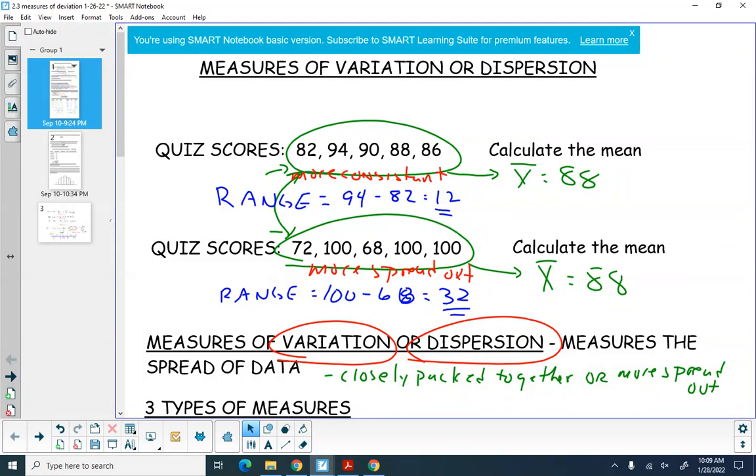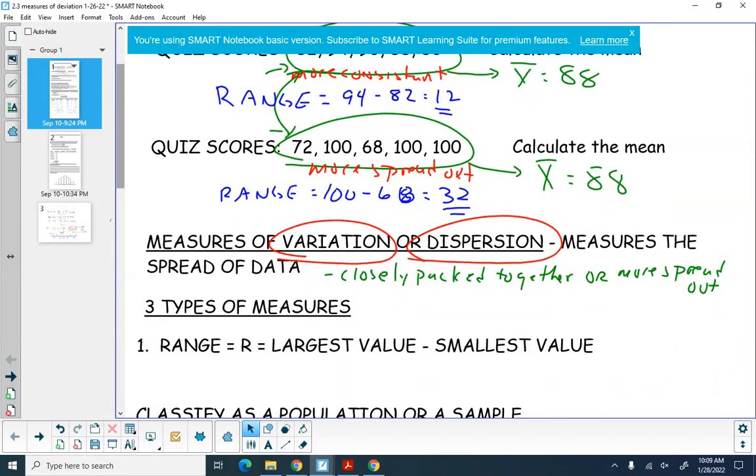If we take a look at this, what would be a truer indication in regards to their test scores, the mean or the median? But we started talking about the consistency and things that are being spread out. And this is a measure of variation or a measure of dispersion. It basically measures the spread of the data. Are they closely packed together or are they spread out?